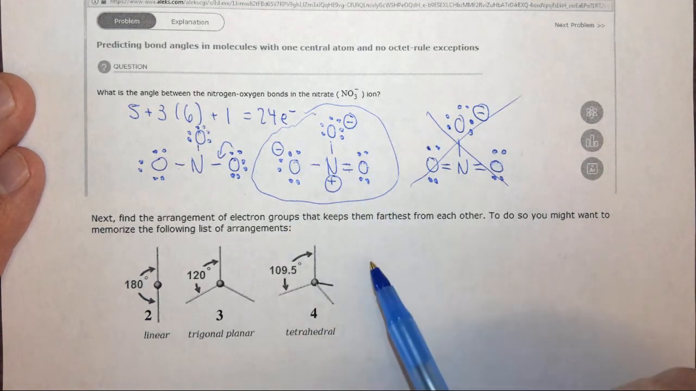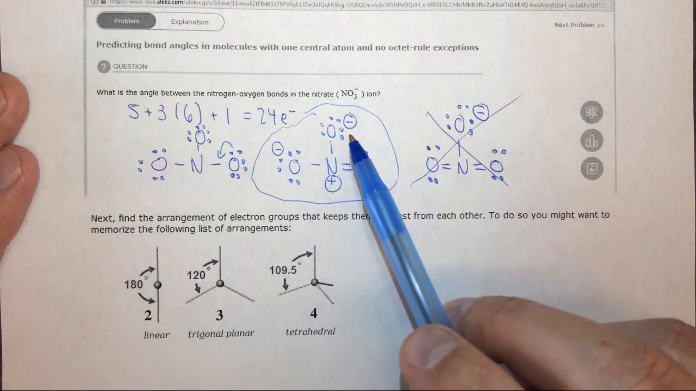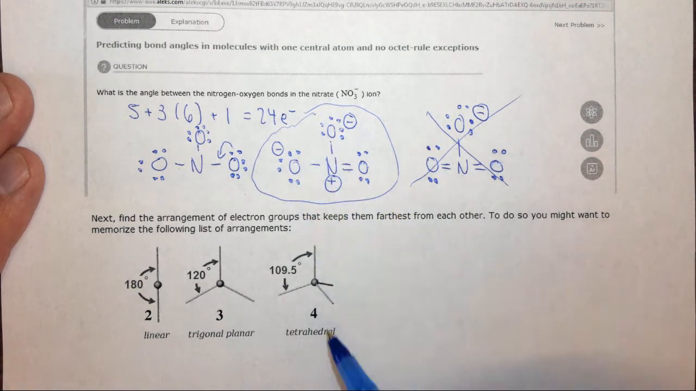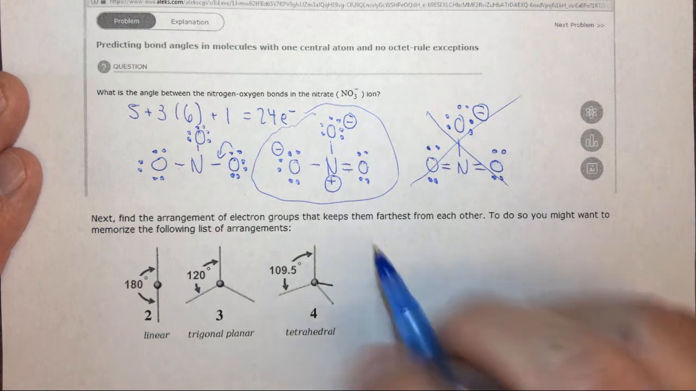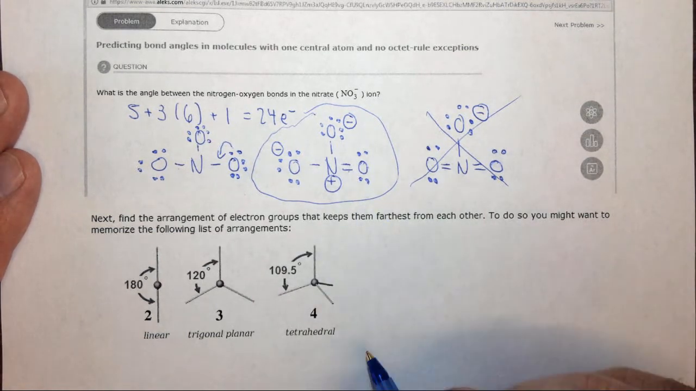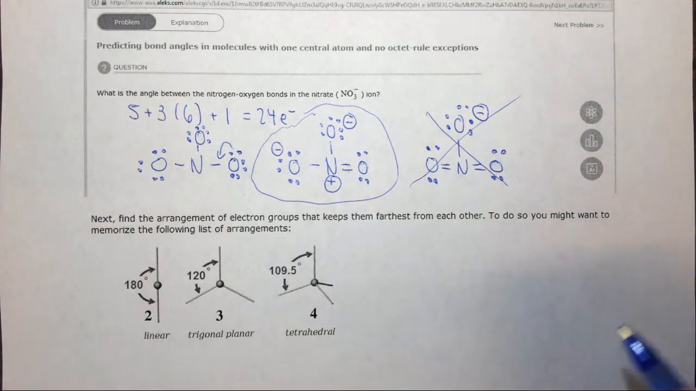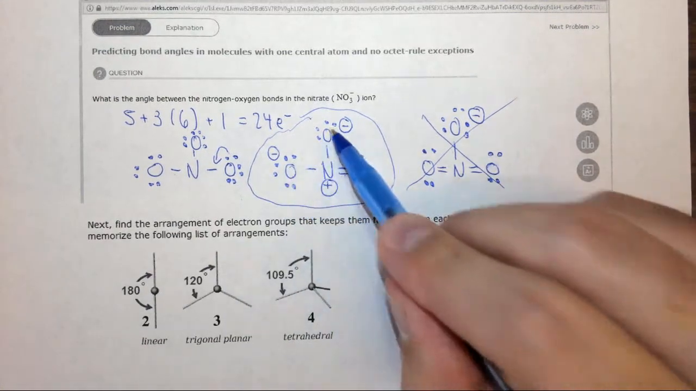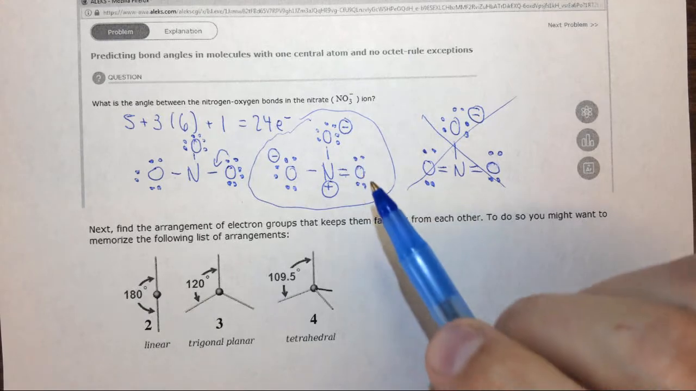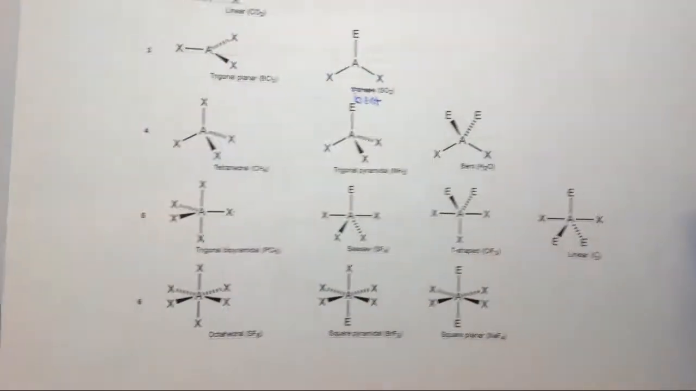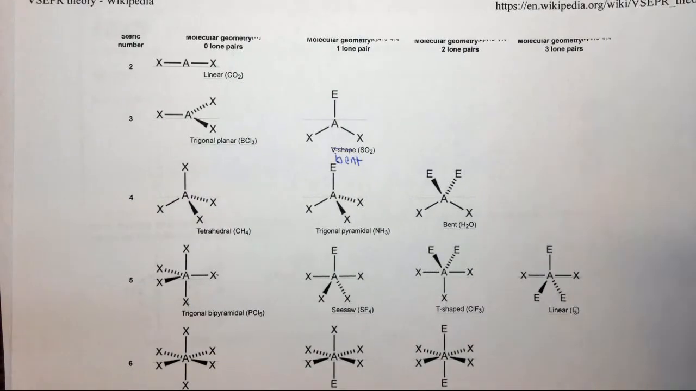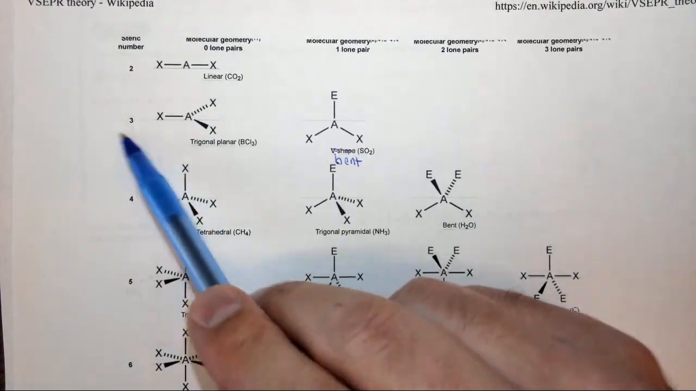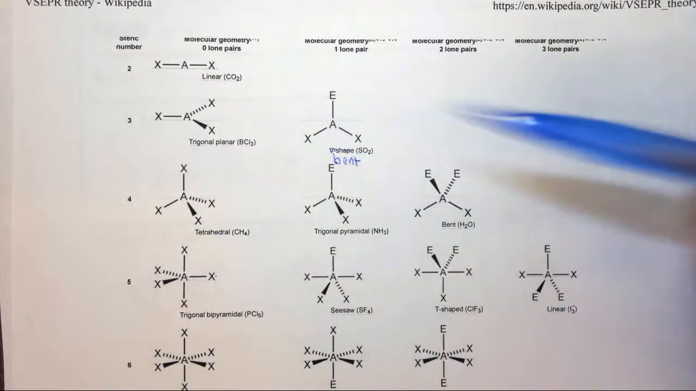Now, we still have to answer this question. It asks for the bond angle between oxygen, nitrogen, and oxygen. How are we going to figure that out? Well, to do that, we need to find the shape. The molecular geometry here, with respect to nitrogen, we have 1, 2, 3 domains, 0 lone pairs. So if we use our sheet, this one I printed off Wikipedia, you can also find this in your book, we have 3 domains, 0 lone pairs.